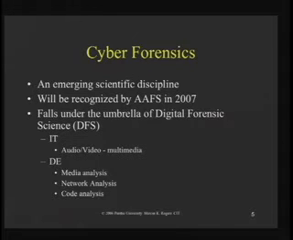That includes the media analysis, network analysis, code analysis, and this is where this concept of cyber forensics fits in. If you've read any of the literature, or you've been online, or you've read any of the newspapers, you'll see there's a mixing of terms. Some people call it computer forensics. Some people call it cyber forensics. Some people refer to it as network forensics.